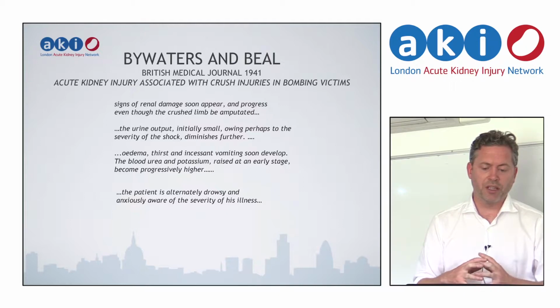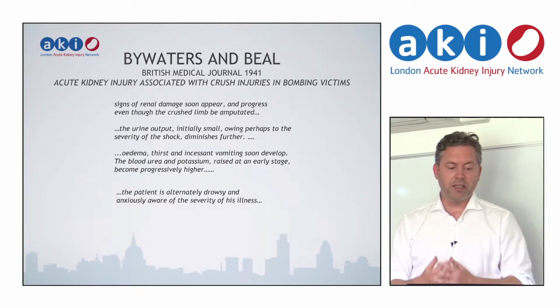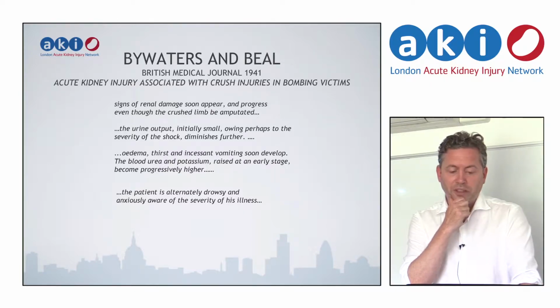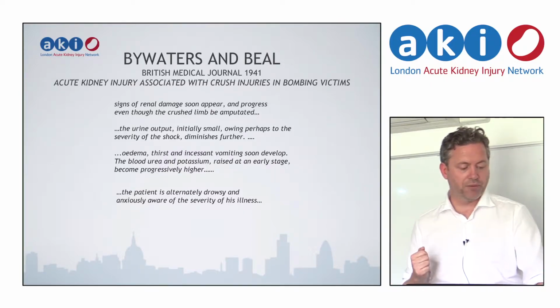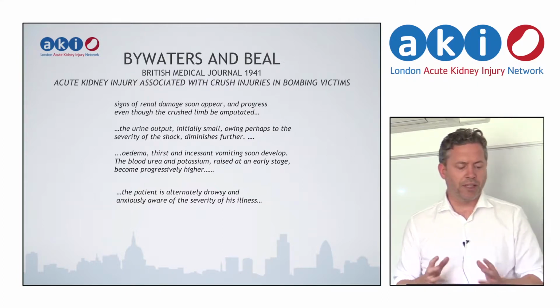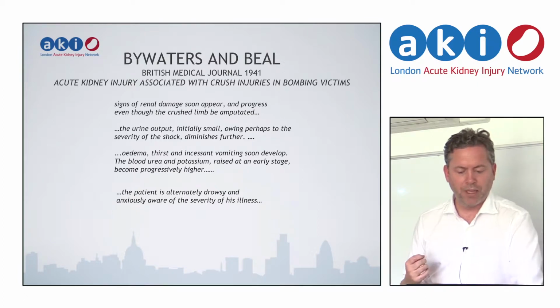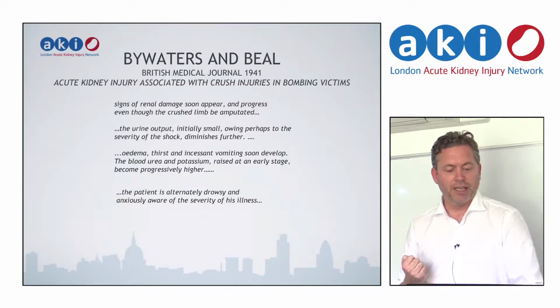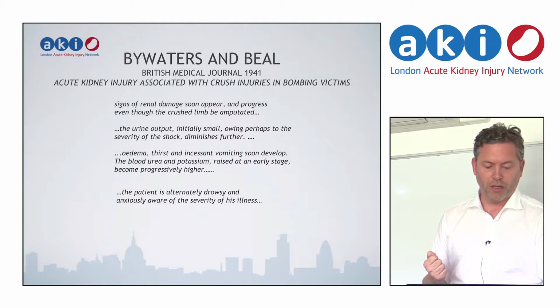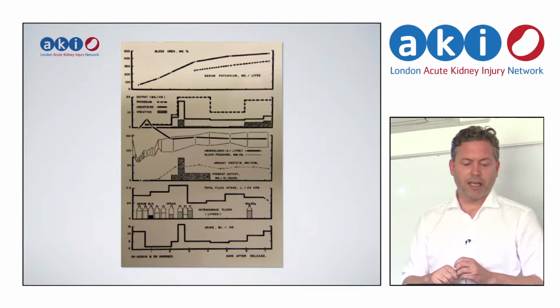And then we see this acute kidney injury metabolic syndrome emerging, uremia. We see edema, thirst, incessant vomiting developing. "The blood urea and potassium, raised at an early stage, become progressively higher." They also describe a phenomenon that can equally apply to some of the doctors I find looking after these patients: "The patient is alternately drowsy and anxiously aware of the severity of the illness." And of course, there's a very nice description of the phenomenon of uremic encephalopathy.